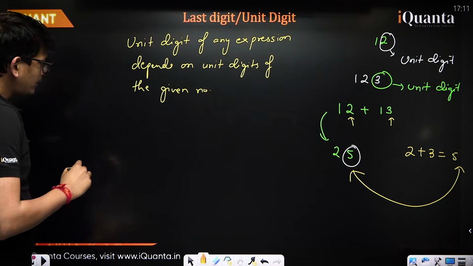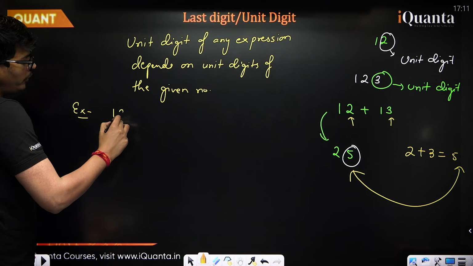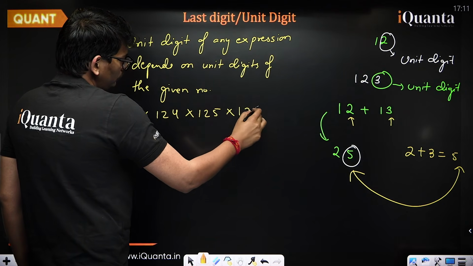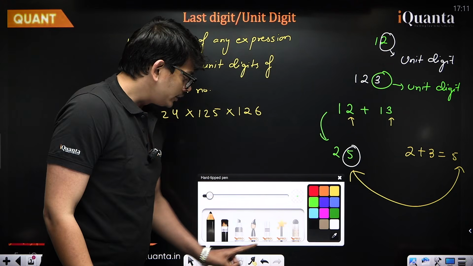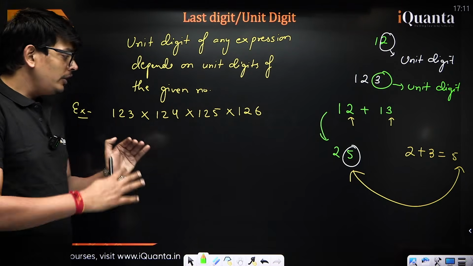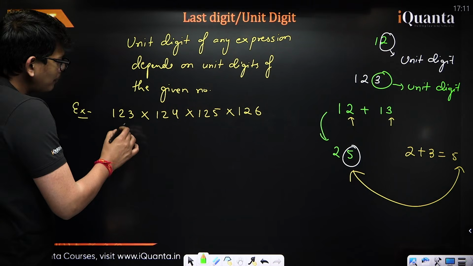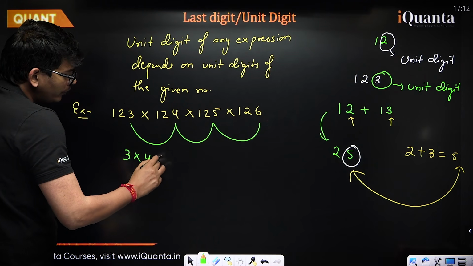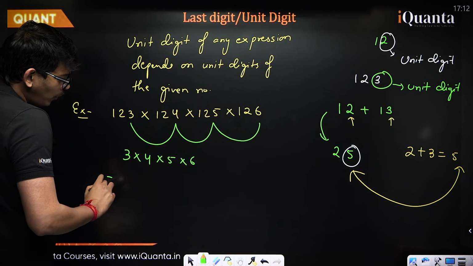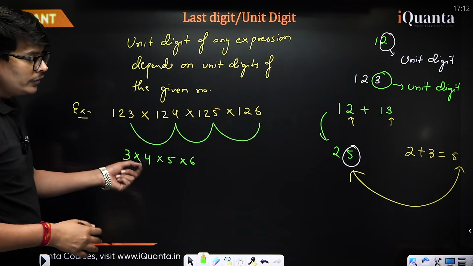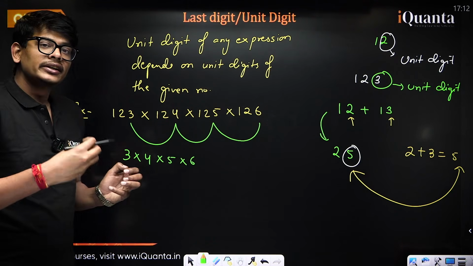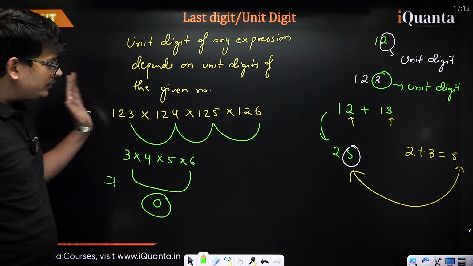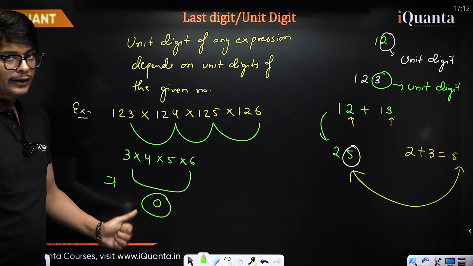That means if a question comes like this, 123 times 124 times 125 times 126, and we have to find out the unit digit of this particular expression, we do not need to multiply this. We have to focus only on unit digits, that is 3 into 4 into 5 into 6. And if you observe, 3 into 4 is 12, 12 into 5 is 60, and 60 ends with 0. So definitely this number ends with 0. The unit digit of this given expression will be 0, right?